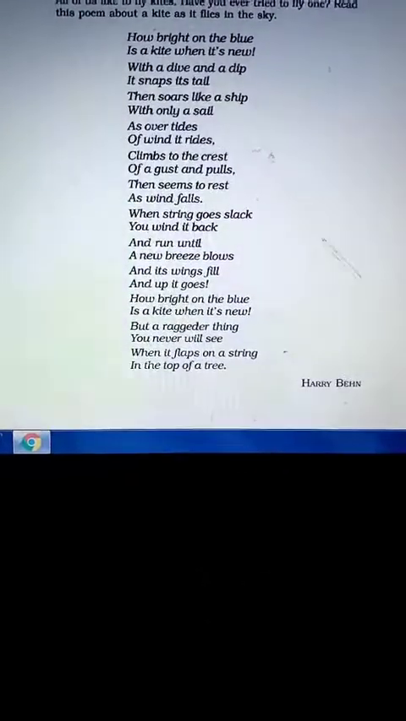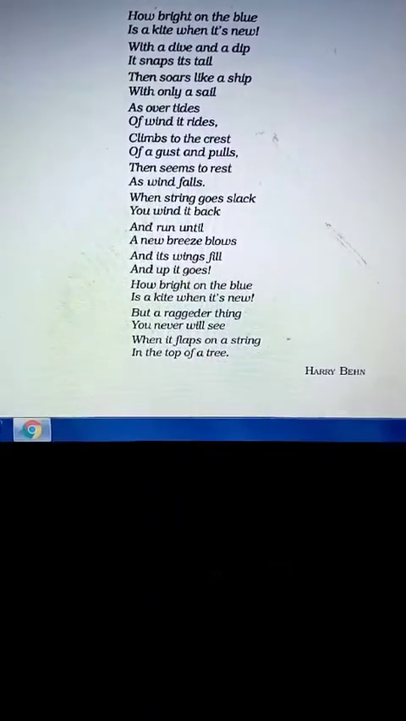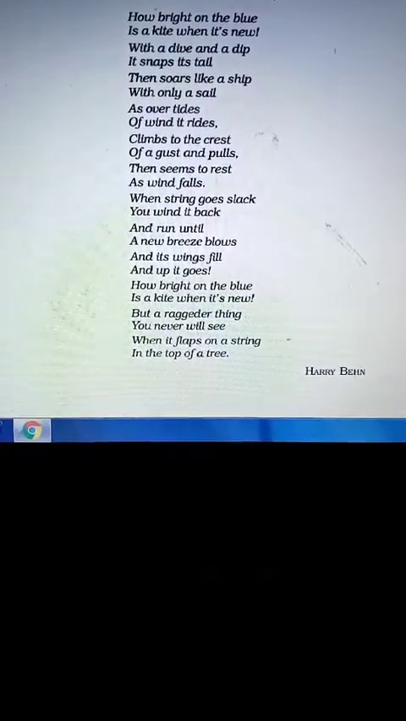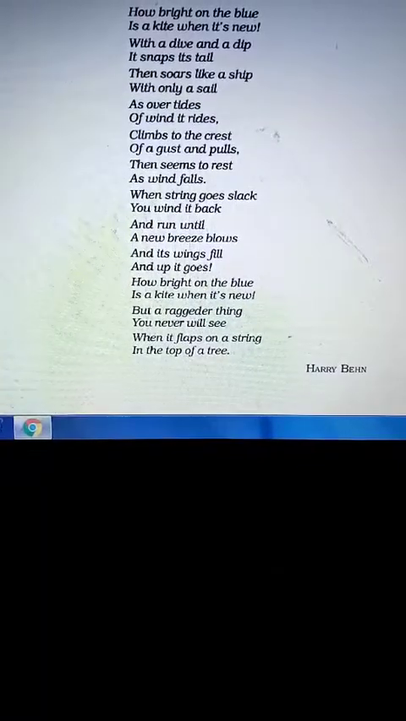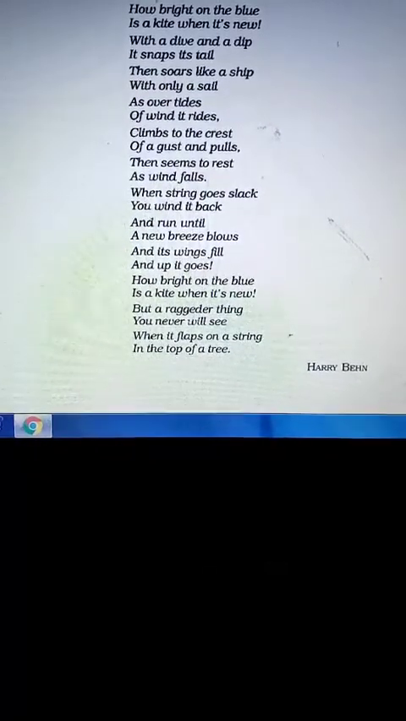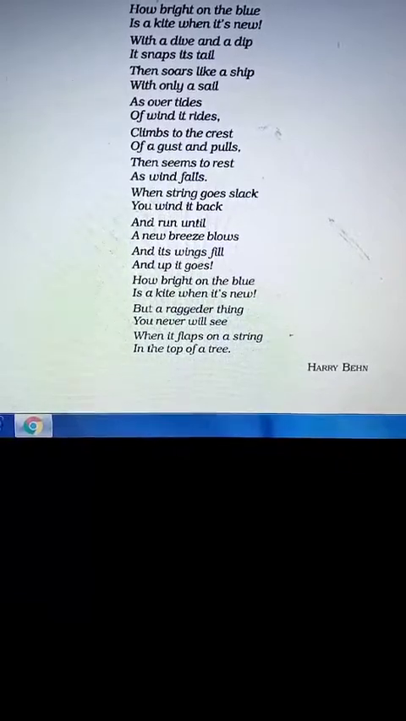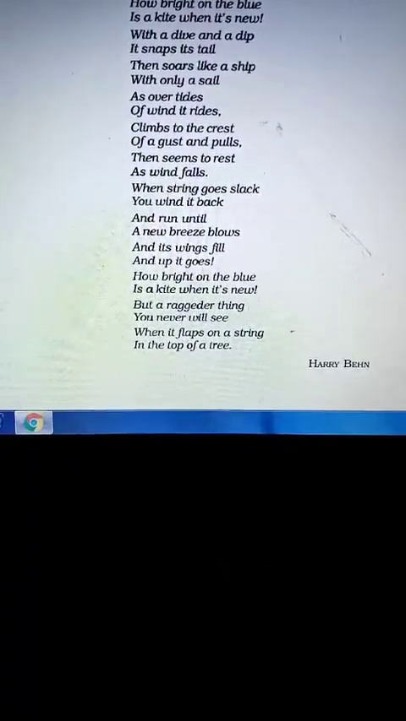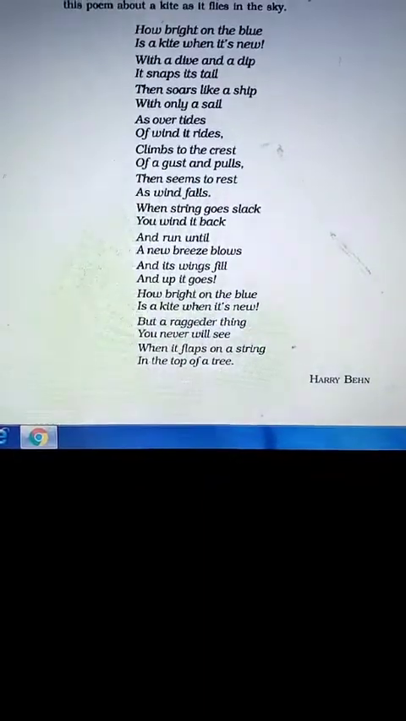So let us look towards the poem and understand that there are various verbs given in the poem. The first verb which we get is dive. Then we get another verb which is dip. Then we have snaps, soars, tides, climb, rest, falls, goes, run, and then we have other verbs like blows, fill, see, flaps. So these are all verbs from the poem.